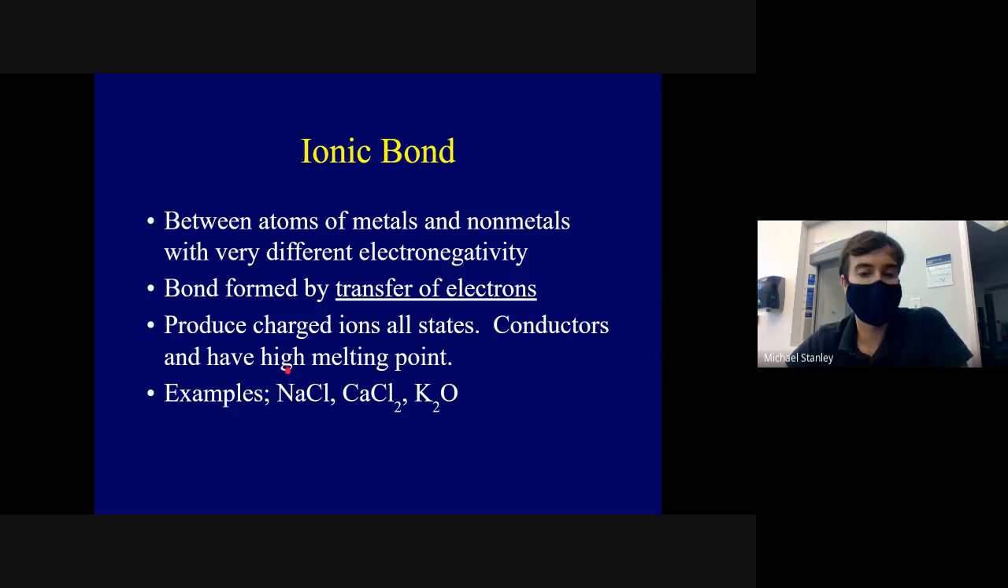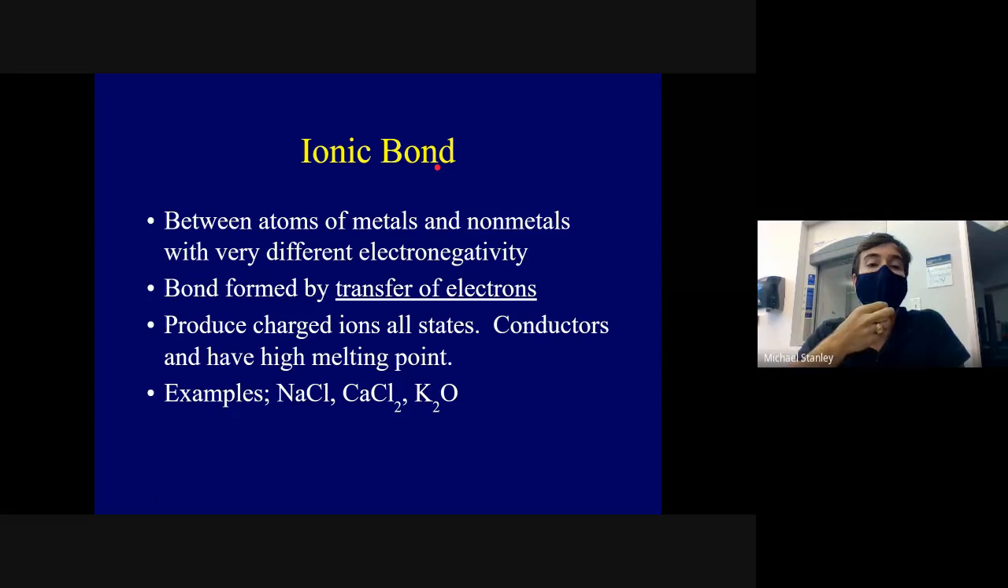So common examples are things like sodium chloride. Remember, sodium is a metal and chlorine is a nonmetal. Calcium chloride, again, calcium is a metal, chlorine is a nonmetal. Potassium oxide here, so K is potassium and O is oxygen. So potassium oxide, because potassium is a metal and oxygen is a nonmetal. So these guys are all formed due to ionic bonds.